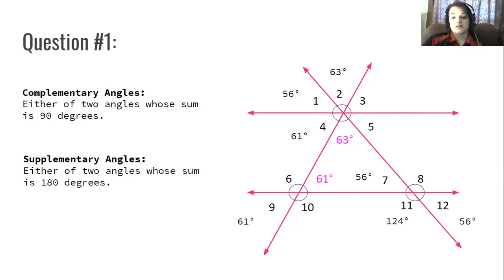So angle 7 and 8 and 11 and 12, or you can do 8 and 12 and 7 and 11. Regardless, those sets of numbers are going to make 180 degrees. So what we can do is subtract 56 from 180, and we should get 124 for angle 11 and 124 for angle 12.